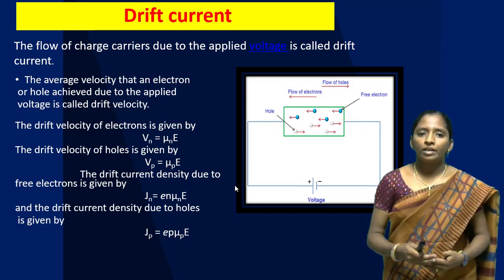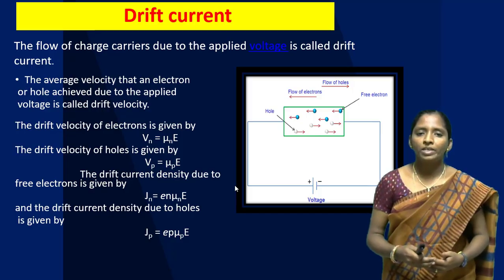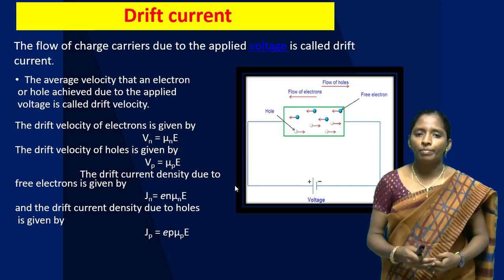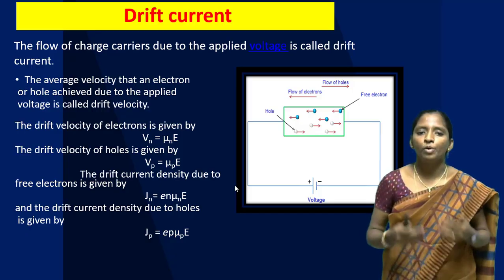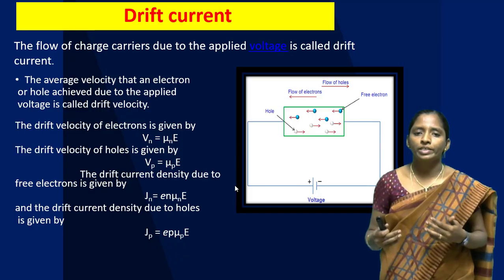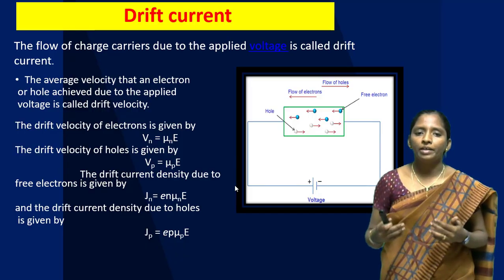Due to applied electric field, an average velocity is established in the semiconductor material. That velocity is known as drift velocity. The drift velocity due to electrons is given by Vn equal to mu n into E. The drift velocity due to holes is given by Vp equal to mu p into E, where mu n is the mobility of the electrons and mu p is the mobility of the holes. Here E is the applied electric field.